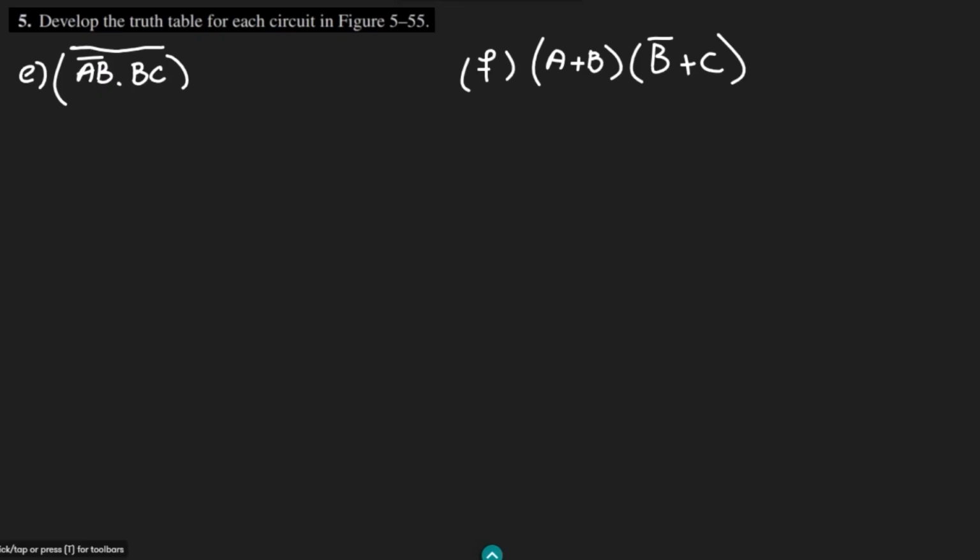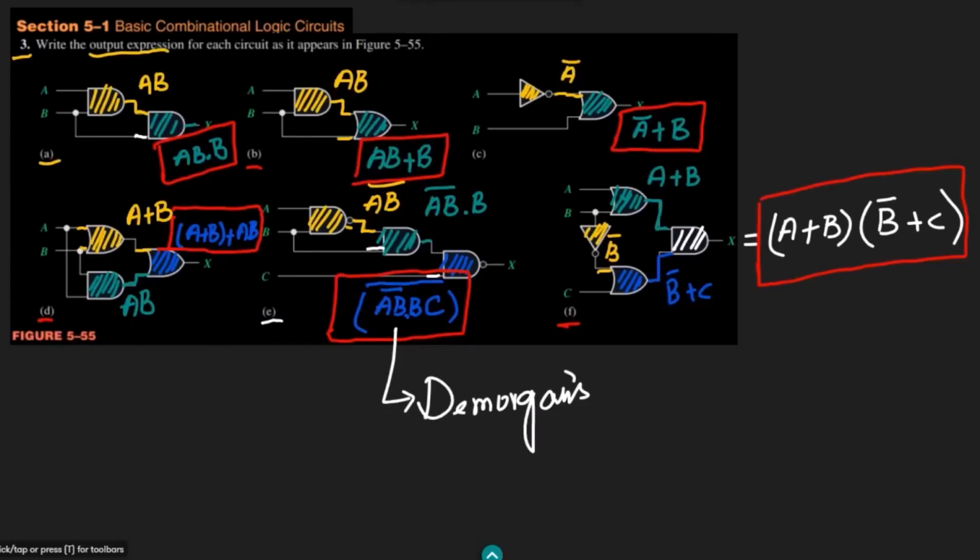Welcome back, guys. This is question number 5, and today we are going to solve the two remaining parts of this question. Previously we have seen how to find the truth table for the circuit given in figure 5.55. We have solved parts A, B, C, D, but today we are going to talk about part E and part F. The expressions for them are here and here as well.